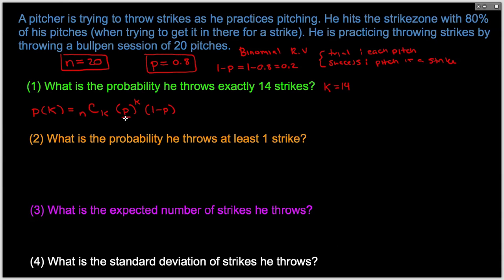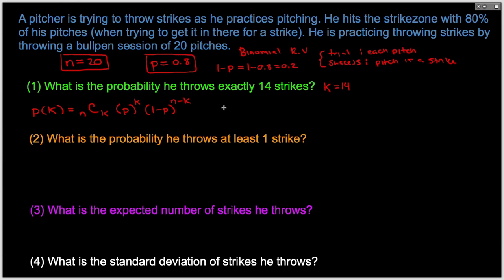Because if P is the probability of a success, 1 minus P is the probability of a failure. And you want the number of failures, N minus K. The number of trials, subtract the number of successes. This is the number of failures, right? The number of trials minus the number of successes gives you the number of failures.